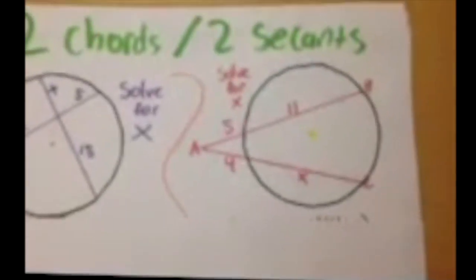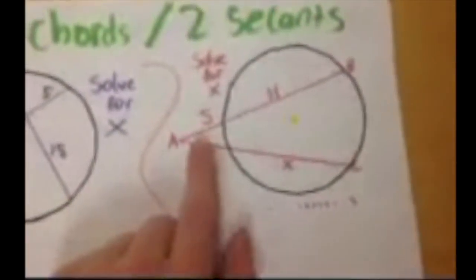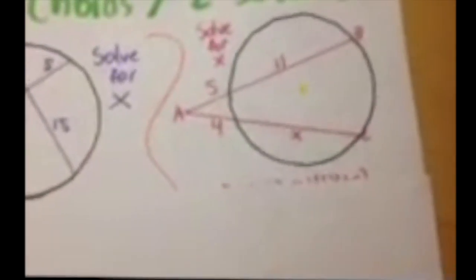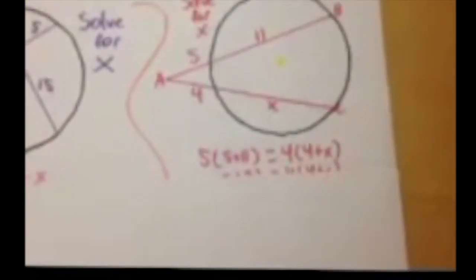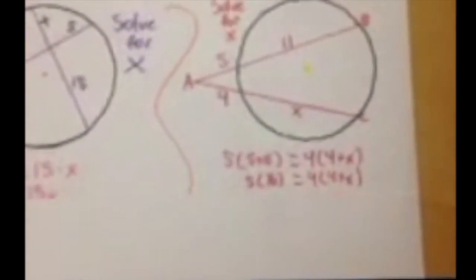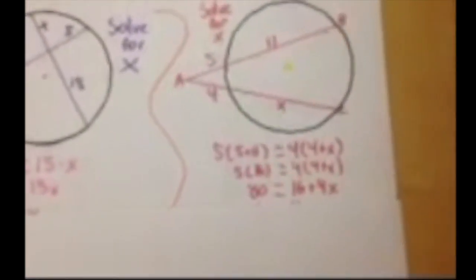Now for the other side, you do part 5 times whole 5 plus 11, which is 16, and then 4 times 4 plus x. If you simplify that, you're left with 5 times 16 equals 4 times 4 plus x. And you can just distribute, you're left with 80 equals 16 plus 4x. Subtract 16 from each side, 64 equals 4x. Divide by 4, and then you're left with x equals 16.